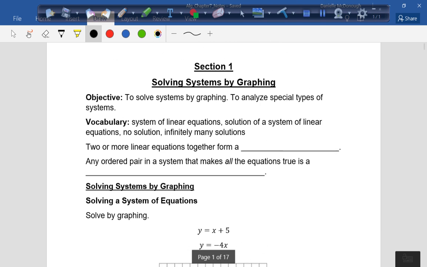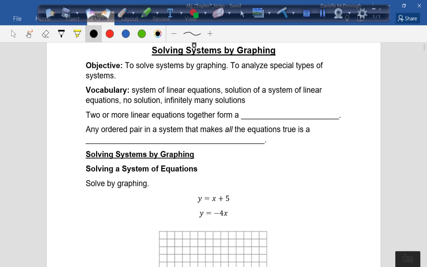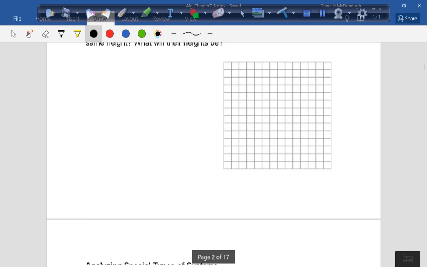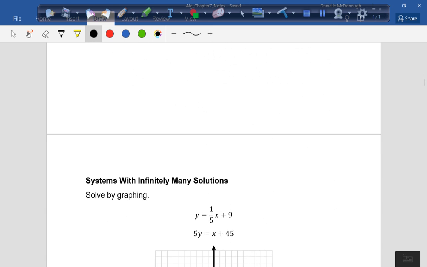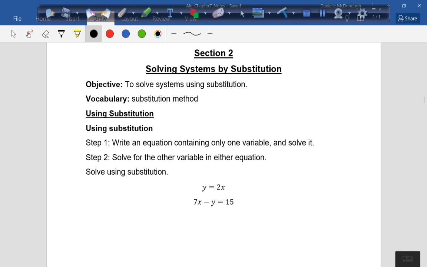Hey guys, we are going to be moving on to Section 2 today, but just to remind you, yesterday we did solving systems by graphing. Remember, systems just have two or more equations, and we're trying to find a solution that will make all the equations true. So, let's go to Section 2.